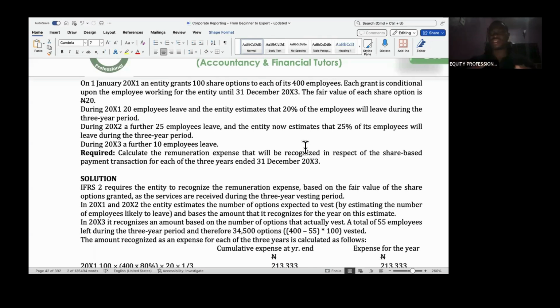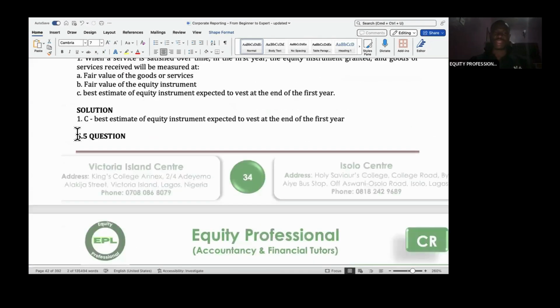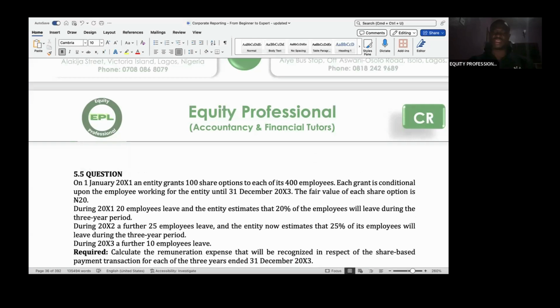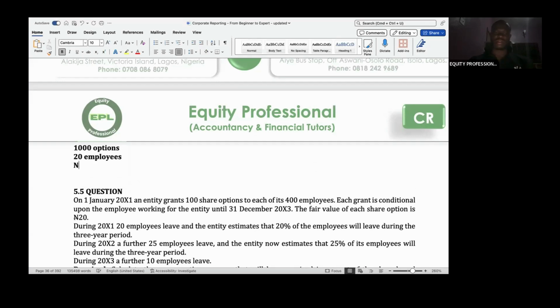So I gave you several scenarios, which a lot of you participated in. I don't know whether there's anybody here that was not in class last week. This is still under equity settled. I gave you a scenario like, if an entity gives 1,000 options to each of its 20 employees, and they give us the fair value of that option, because share options are usually measured at the fair value of that option at the grant date.